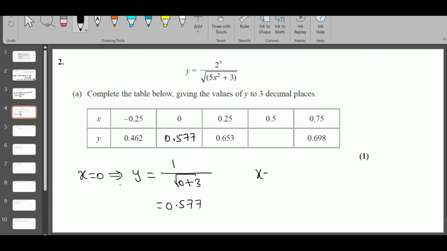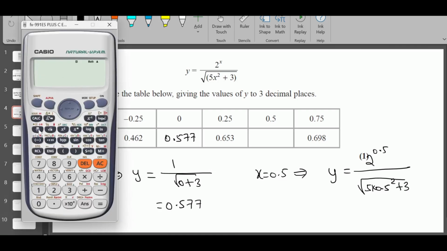When you replace x by 0.5, y is 2 to the power 0.5 divided by square root of 5 times 0.5 square plus 3. That is 0.686.